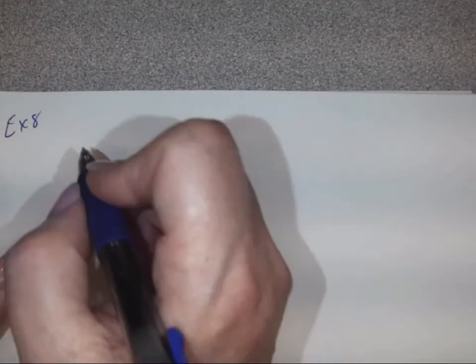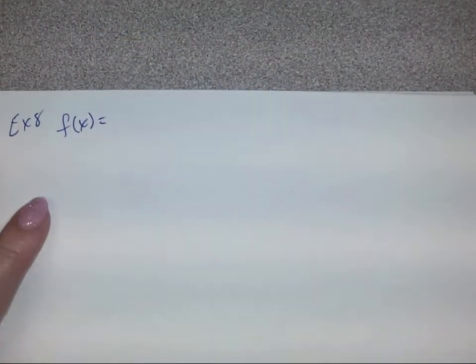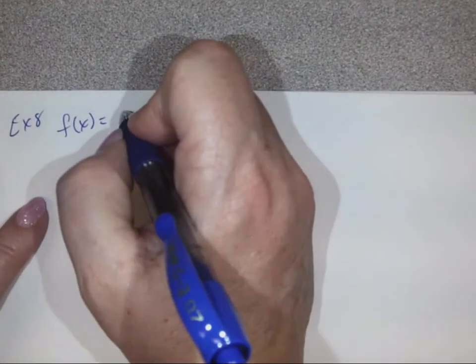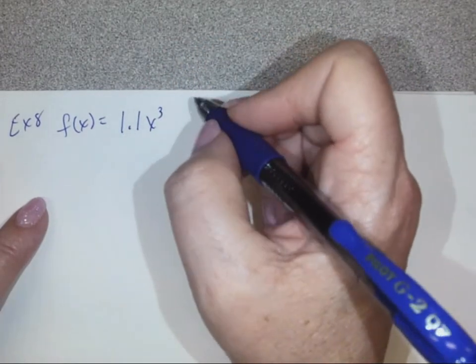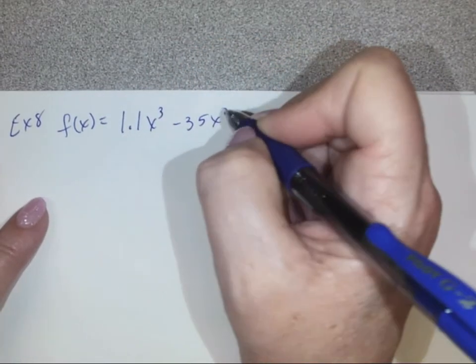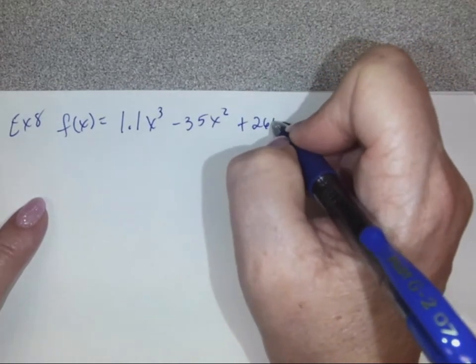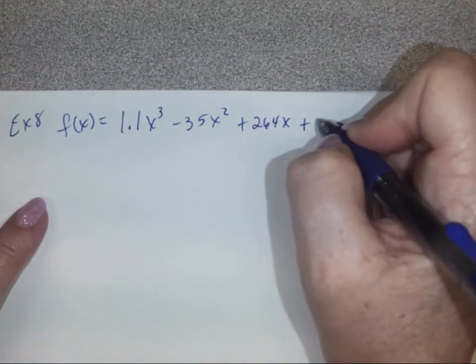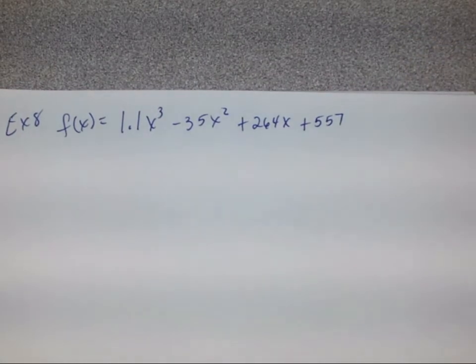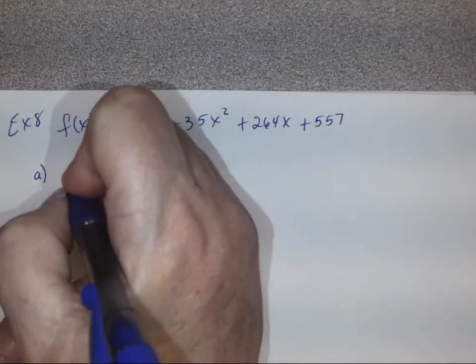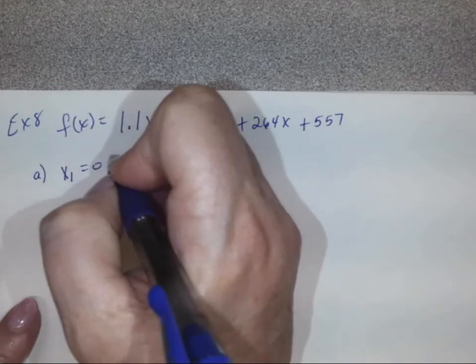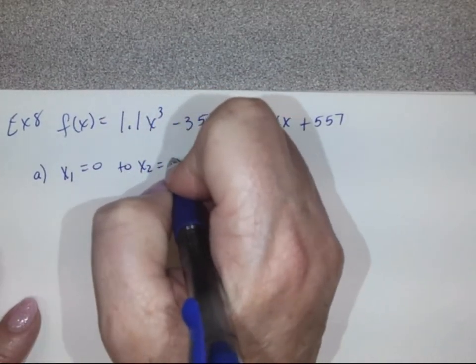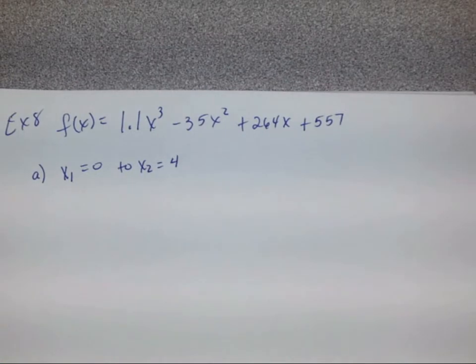So example 8, let's write down that big formula. We have f of x is equal to 1.1x cubed minus 35x squared plus 264x plus 557. It models the number of students who dropped out of high school after 1994. And we are looking for part A, the rate of change, x sub 1 equals 0 to x sub 2 equals 4. So we're looking for that rate of change.